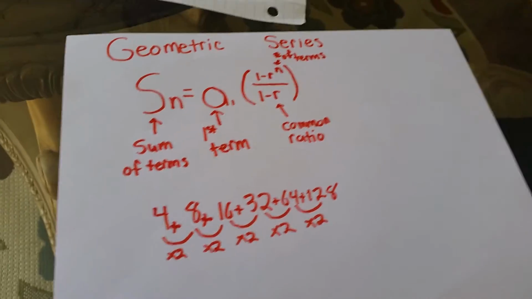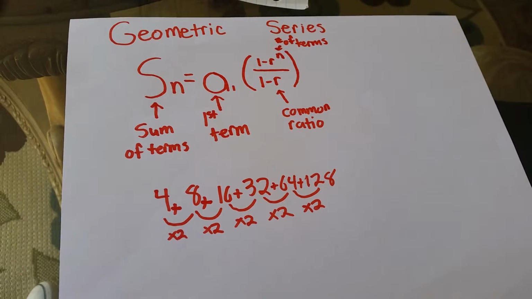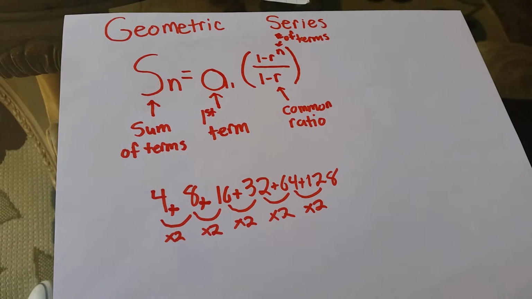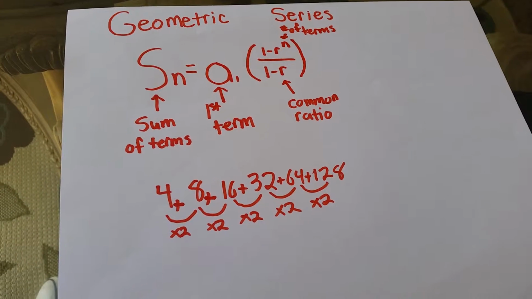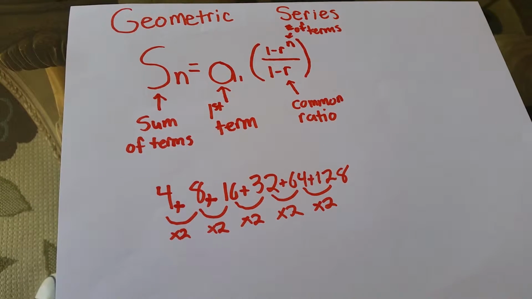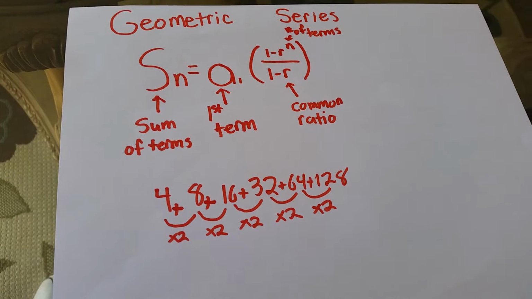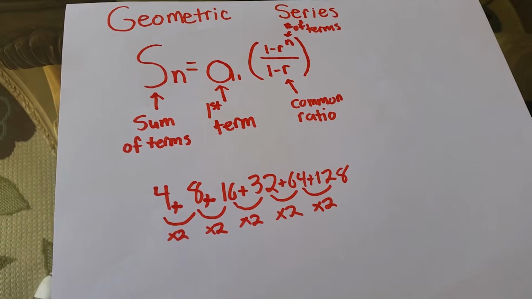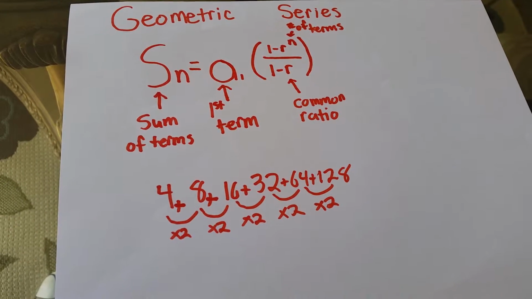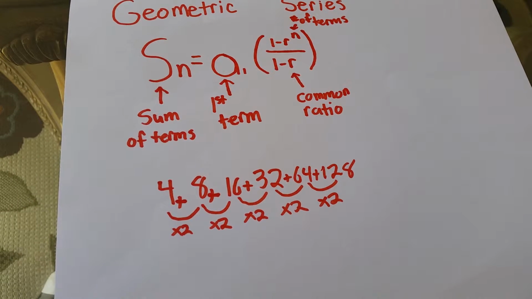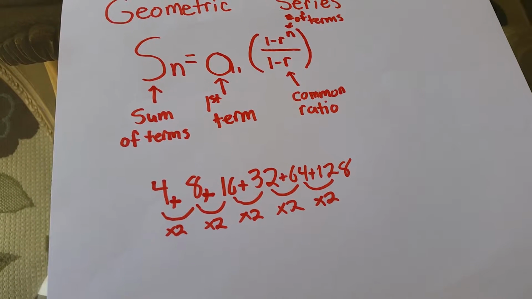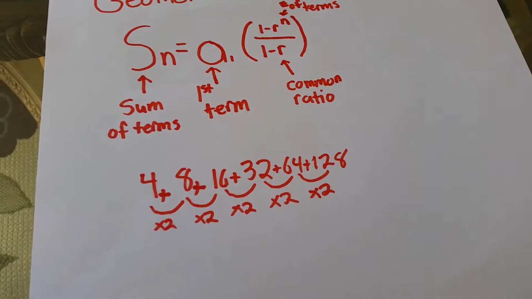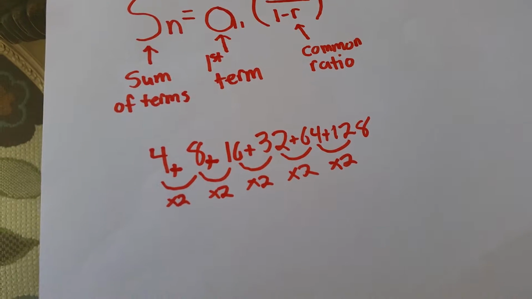Alright. To find the geometric sum, you have to use the geometric series formula. S sub n equals a sub 1 times (1 minus r to the n) over (1 minus r). S is the sum of the terms, a sub 1 is the first term, n is the number of terms, r is the common ratio. To find the common ratio, which is 2, you have to find the next number in the series.